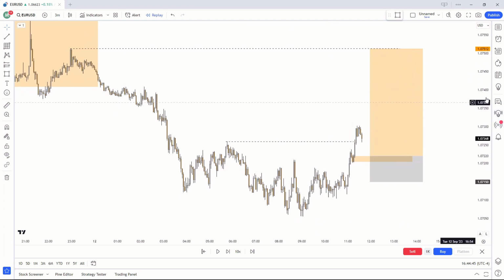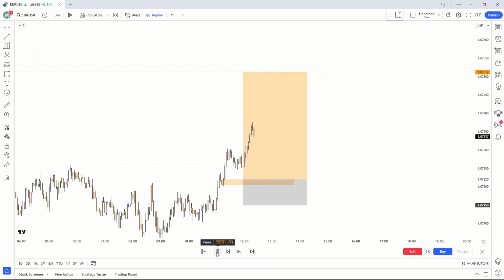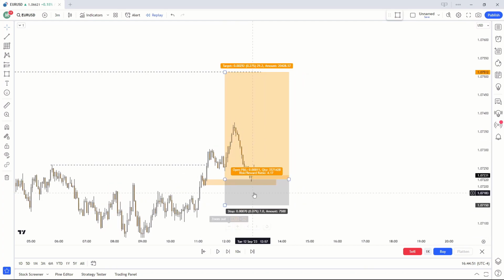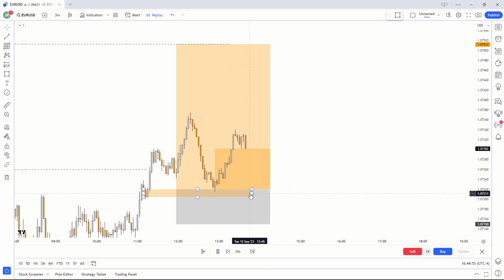So if I play out the market, boom, you can see our entry right here. And then you can see how the trade ended up playing out.